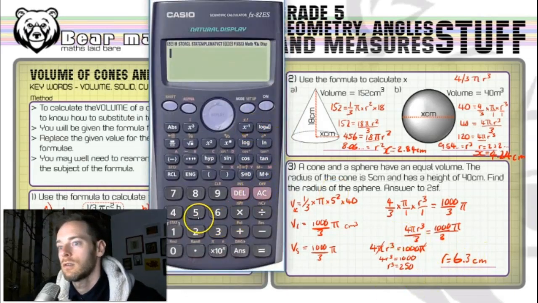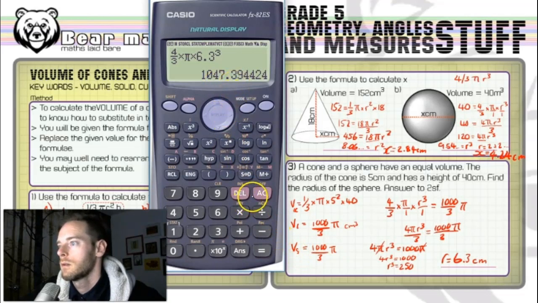It doesn't take long to do that. So 4, just like the first question, 4/3 multiplied by pi multiplied by the radius cubed. So let's just put in 6.3 and see if it gives us something near to what we think it should be. And then we'd have to check to see what 1000/3 lots of pi was.